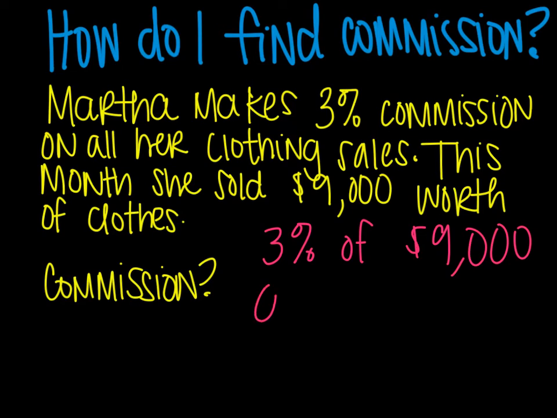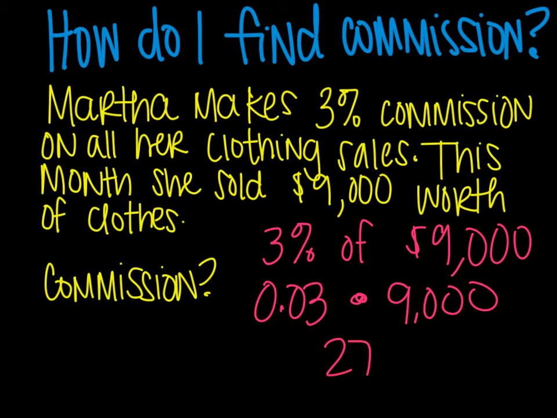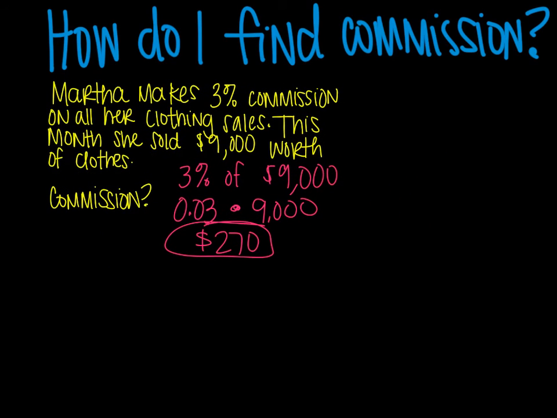3% is 0.03 times that $9,000. Using your calculator, you get an answer of 270, which means she gets $270. There are other ways to work on these problems. They are proportions. So I just want to take a second and do it just with this one problem, because I know some of you like the proportion method better.